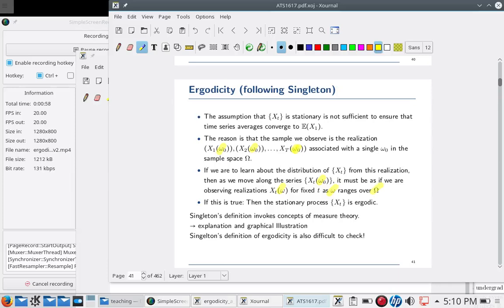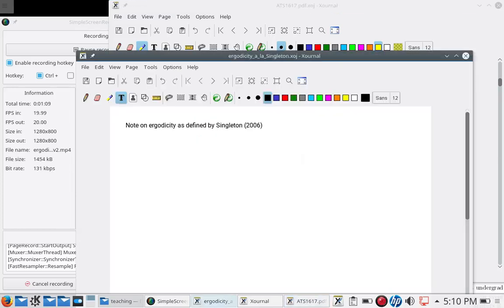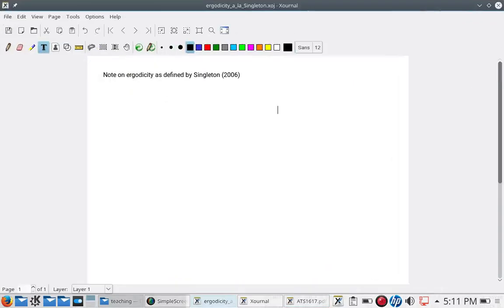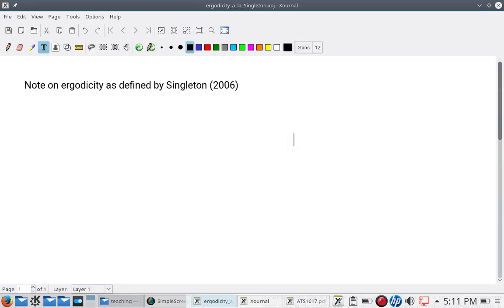So in order to grasp the idea of Singleton's definition of ergodicity, we need to consider concepts from measure theory, something that we've dealt with in the math prep class, but I'm aware of the fact that this is not something that is part of the standard curriculum in bachelor studies. So here's some additional information on that. In order to understand this notion of ergodicity in Singleton, we really have to go back to this notion of a probability space, a Kolmogorov probability space.